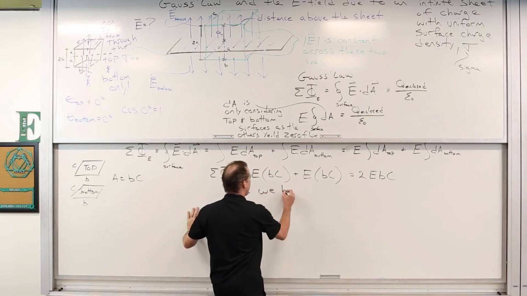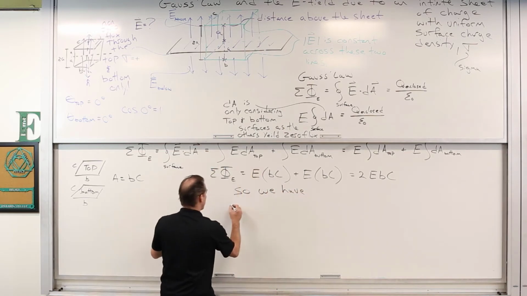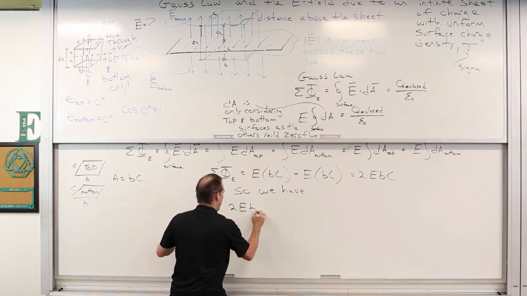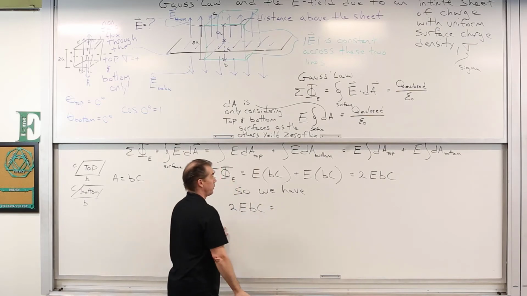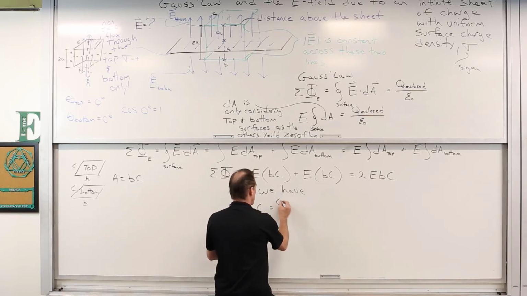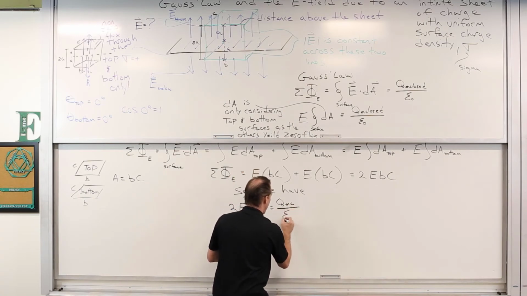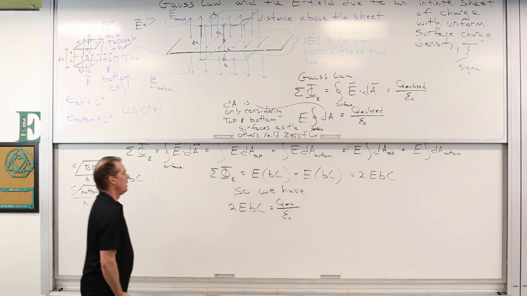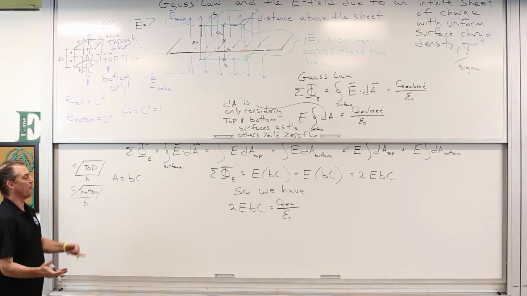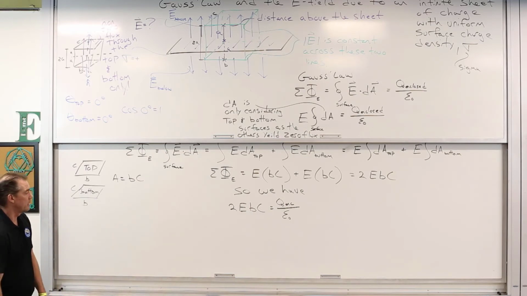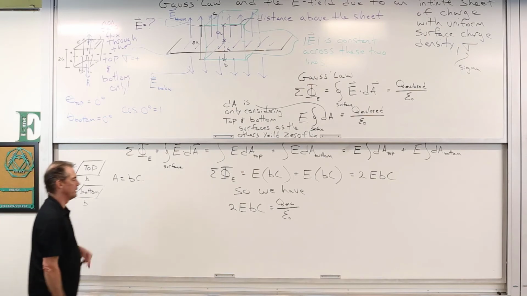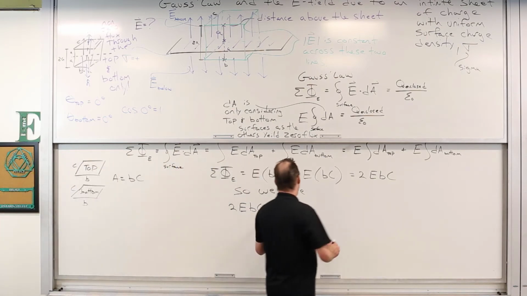So we have that 2EBC is going to be equal to Q enclosed divided by epsilon 0, which then allows us to go ahead and solve this out for E, and we get ourselves that E is equal to Q enclosed divided by 2BC epsilon 0. But we could clean that up quite a bit, actually. So let us go ahead and talk about Q enclosed.